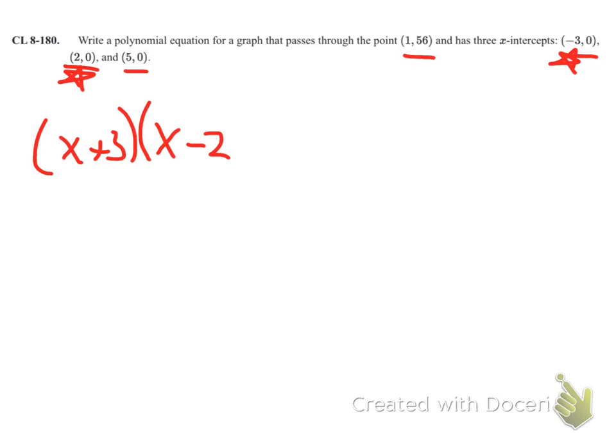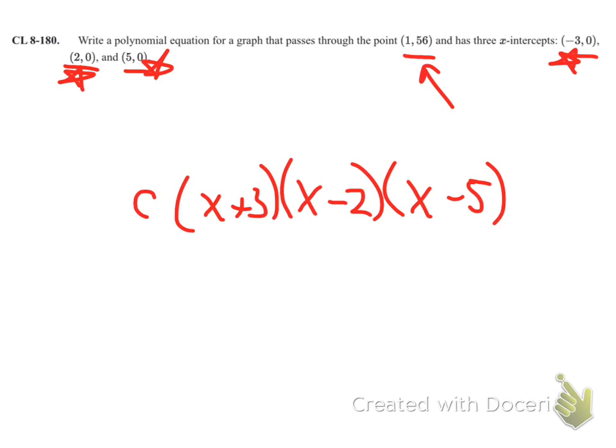So if we have -3, 2, and 5, that means that we have factors of x plus 3 from this one, x minus 2 from that one, and x minus 5 from that x-intercept. Now, if we want to use this coordinate point right here to help us, we also need to think of a stretch factor. So I'm going to take these factors. I need an a value to figure out our stretch factor, and it's going to be y equals that.